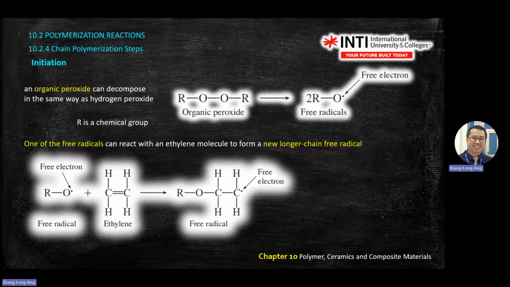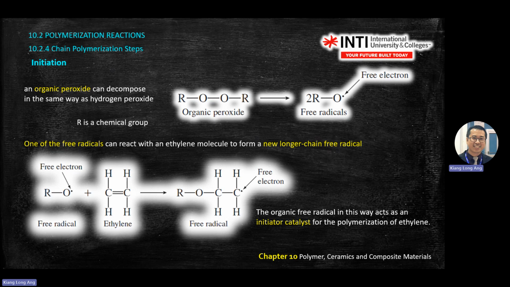So what happens in the initial stage is you take a free radical plus the ethylene. Again, the ethylene double bond breaks into a single bond here. Then this dot joins here. It becomes RO dash CCHHH, but with one free electron. So this is the starting stage, initialization, where you add the catalyst.